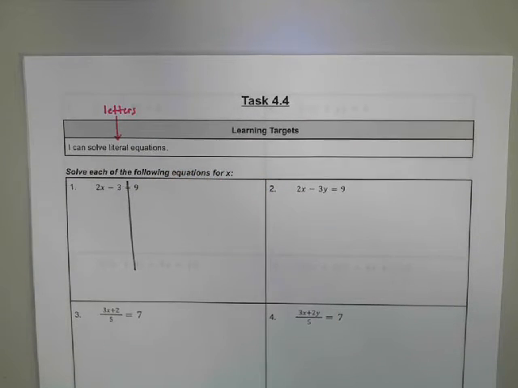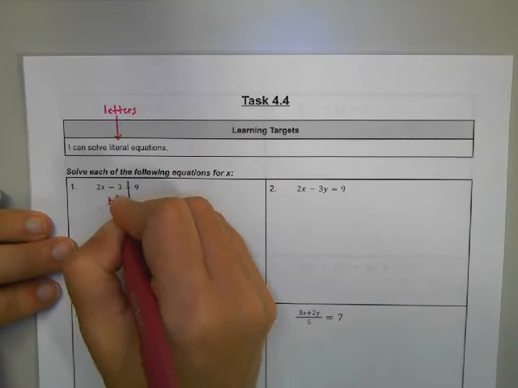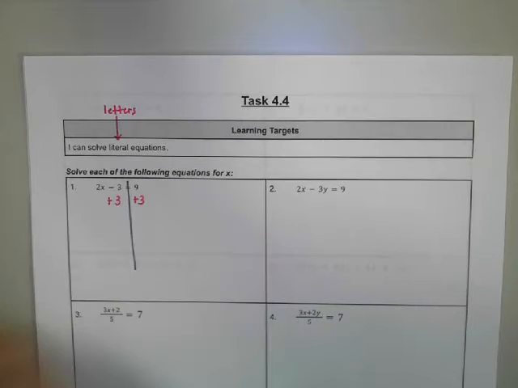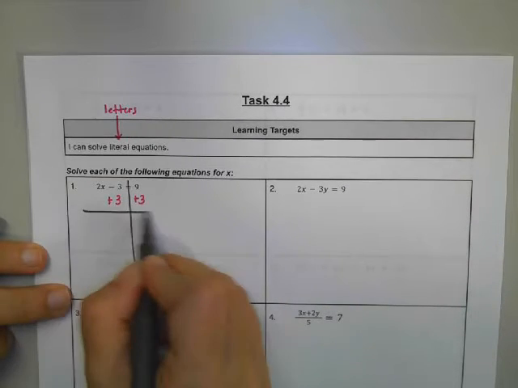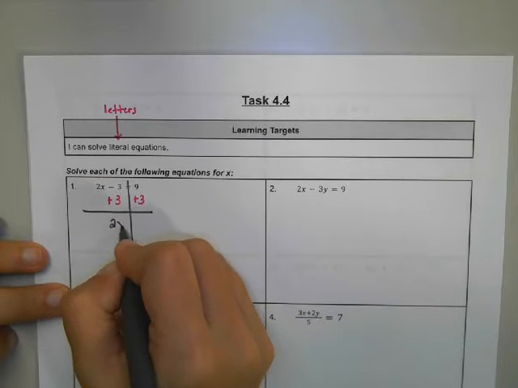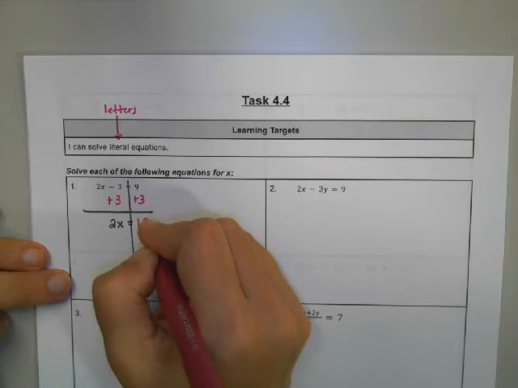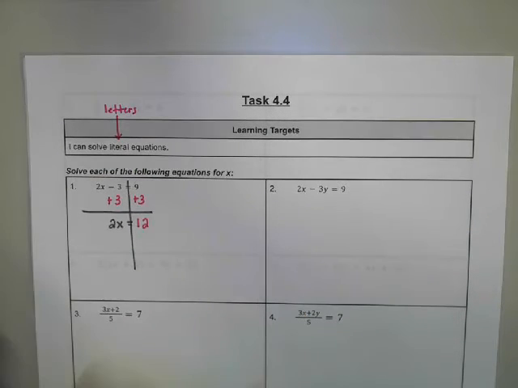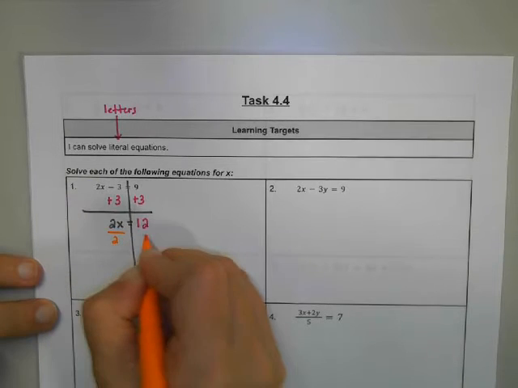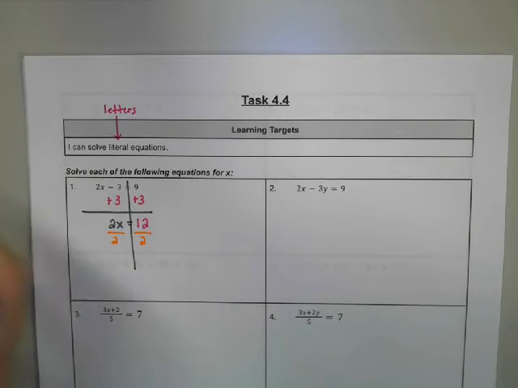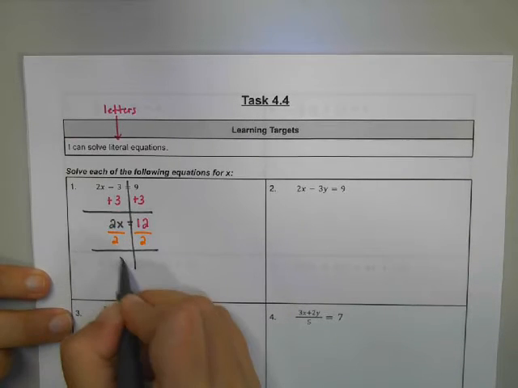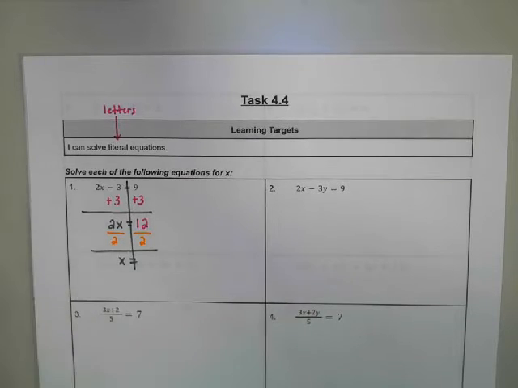In order to solve an equation like this, you would start by adding 3 on both sides. Now when you add 3, you end up with 2x equals 9 plus 3 makes 12. And then you would divide by 2 on both sides, which means you would get x equals 12 divided by 2, which is 6. Now again, we've solved lots of equations like this before.